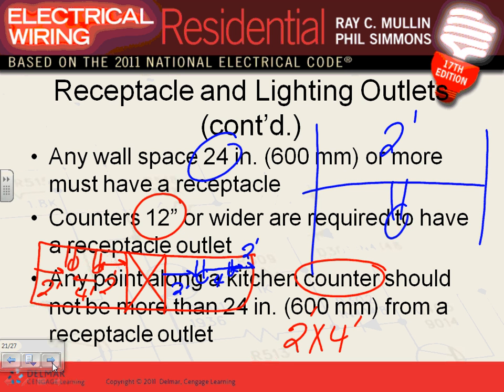Are mini bars and things like that considered like a kitchen? Bars, if you have a bar 1 by 2, you have to have a receptacle. There's an example about it.